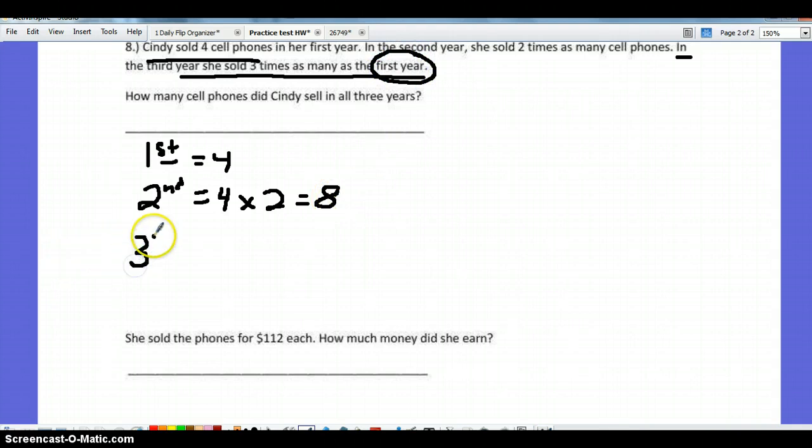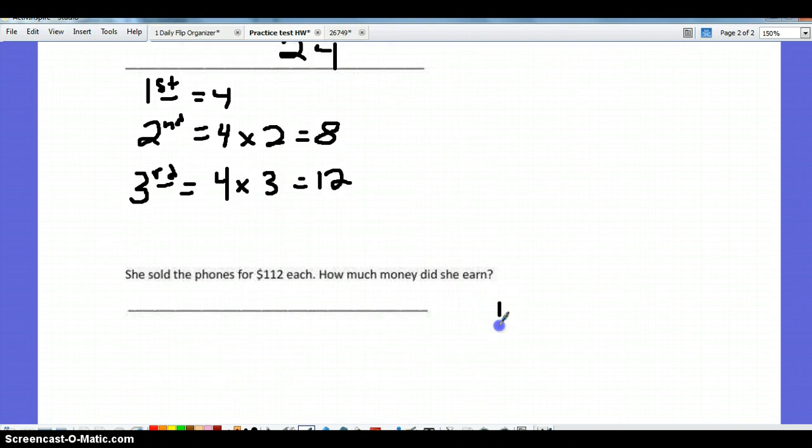So in her third year, if the students keep it organized, nice and neat, they should be okay. They take the first year, which again was 4, and they multiply it by 3 because she sold 3 times as many that year. 4 times 3 is 12. How many cell phones did Cindy sell in all 3 years? Well, all you have to do is add 12 plus 8 plus 4. And in this case, 16 plus 8 is 24. She sold 24 phones. And in the bottom question, all they have to do is multiply 112 times 24. And I'm going to let you guys do that one on your own.